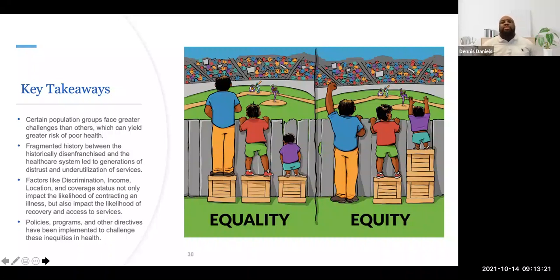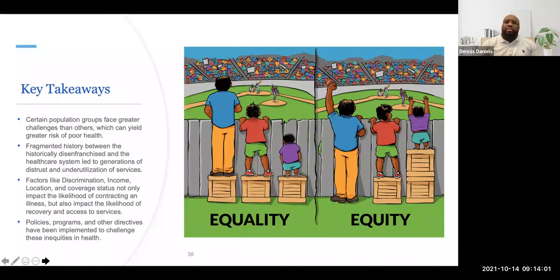A fragmented history between historically disenfranchised communities and the healthcare system has led to generations of distrust and underuse of services. Factors like discrimination, income, location, coverage status, and many other social factors and political factors not only impact the likelihood of one contracting an illness, but can also have an impact on the likelihood of recovery from that illness and access to services that can help facilitate that.